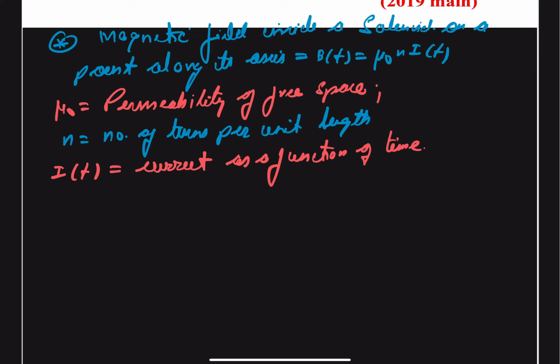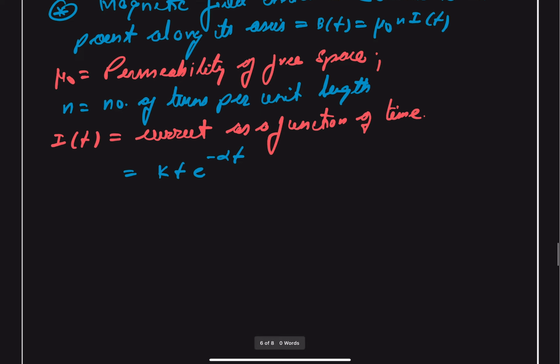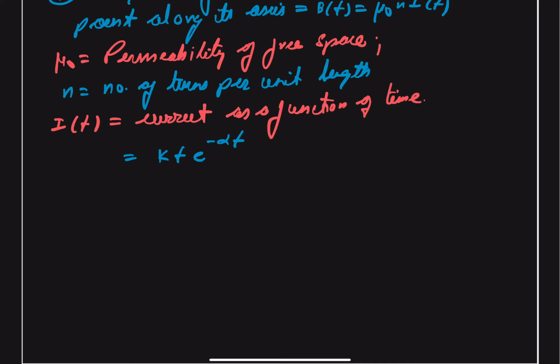And this current is given in the question itself, which is equal to k t e raised to power minus alpha t. So therefore, we can write that the magnetic field inside the coil, B of t, will be equal to mu naught n k t e raised to power minus alpha t.